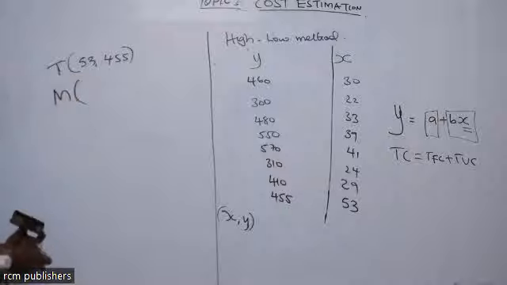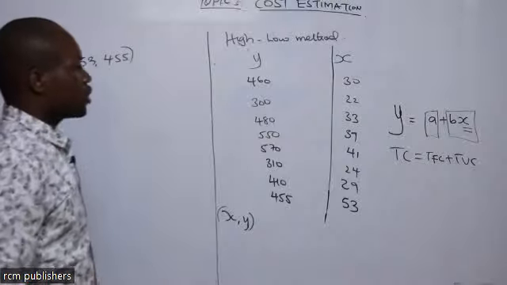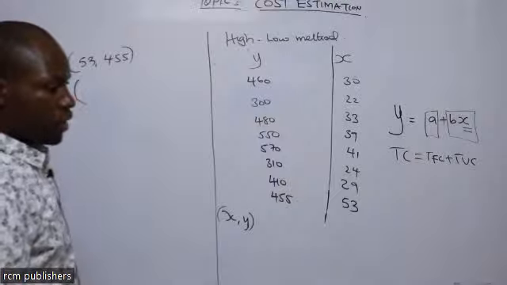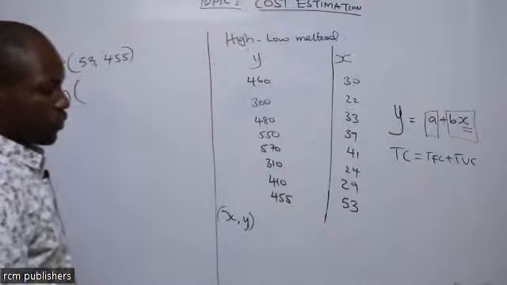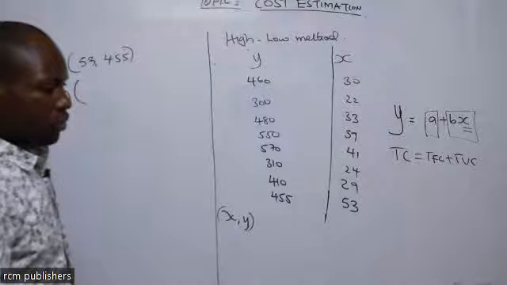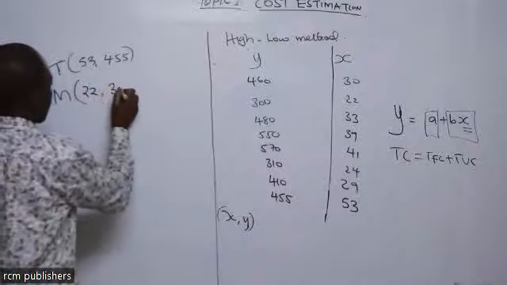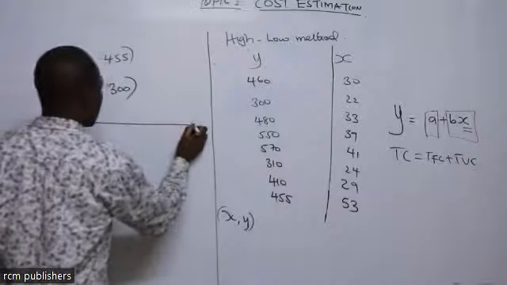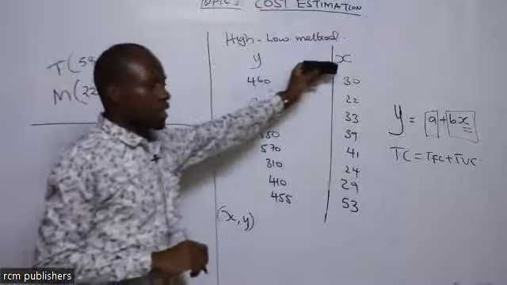Combination of the lowest value. Which one are we going to have? 22, 300. So that is set A of somebody who has started considering this highest and lowest value starting from the x side.